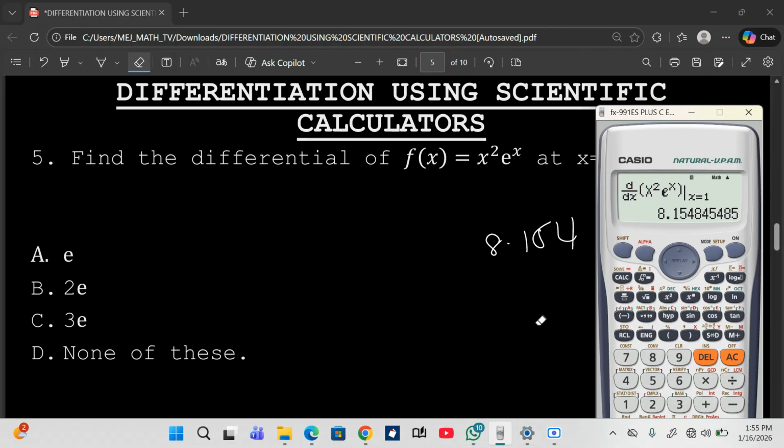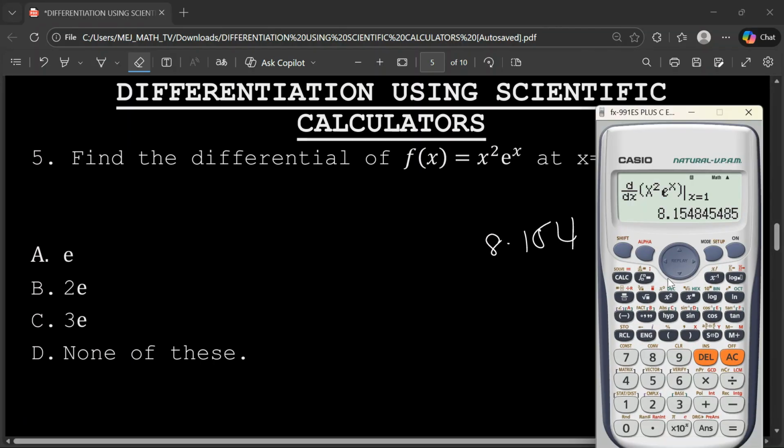So now let's test the options. What's the value of e? E is equal to 2.718. Then what's the value of 2 times e?